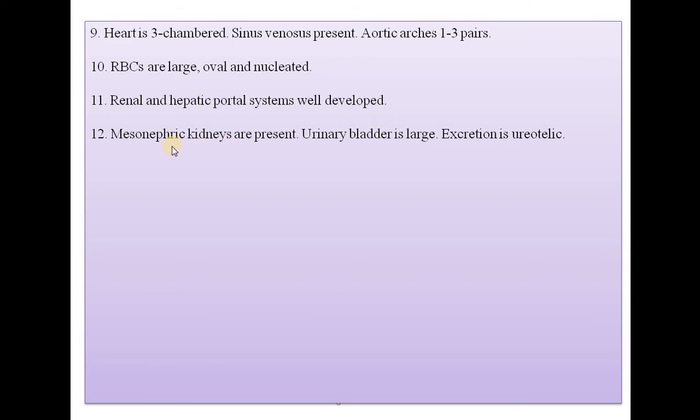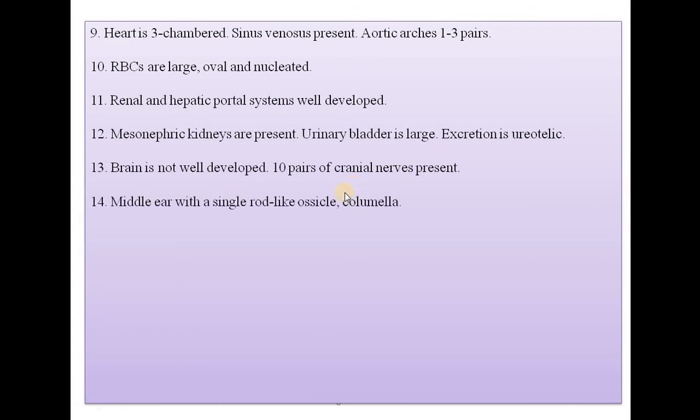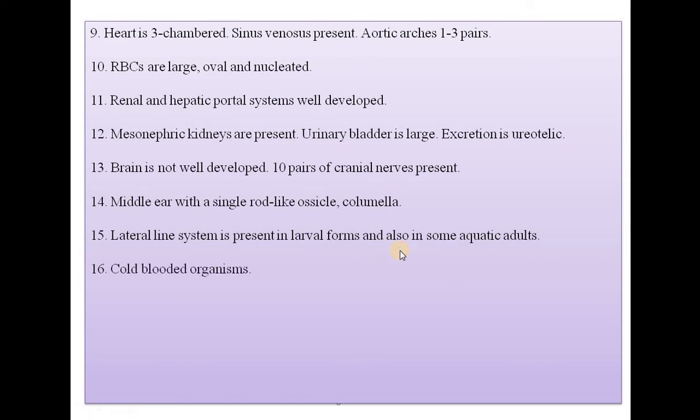There is presence of mesonephric kidney. Urinary bladder is large. Excretion is ureotelic. Brain is not well developed. 10 pairs of cranial nerves are present in these organisms. Middle ear is provided with single rod-like ossicle columella. Lateral line system is present in larval forms and also in some aquatic adult forms.